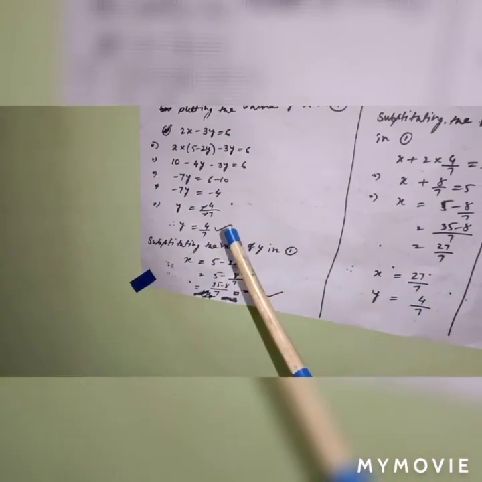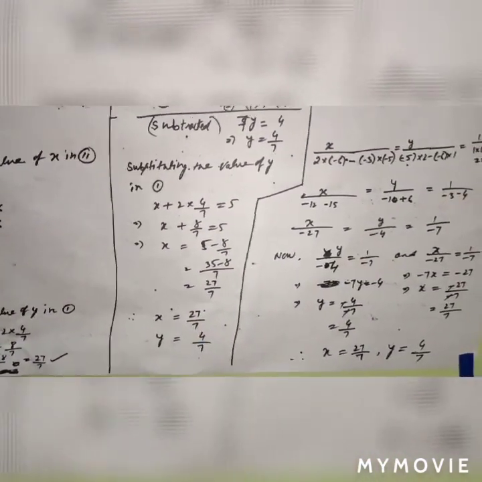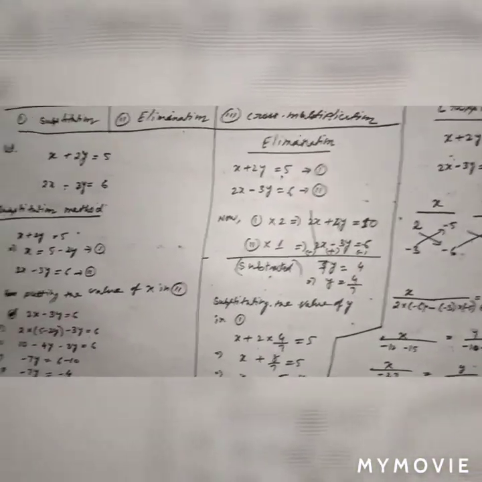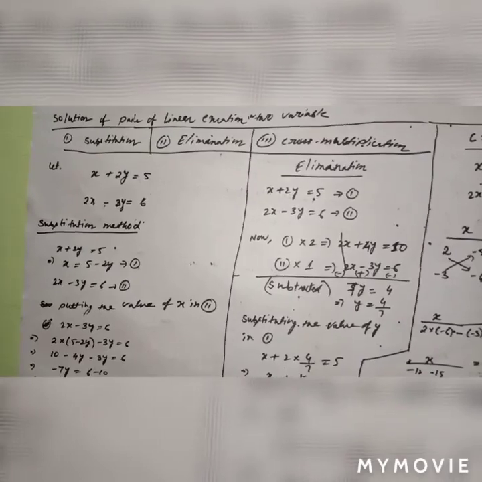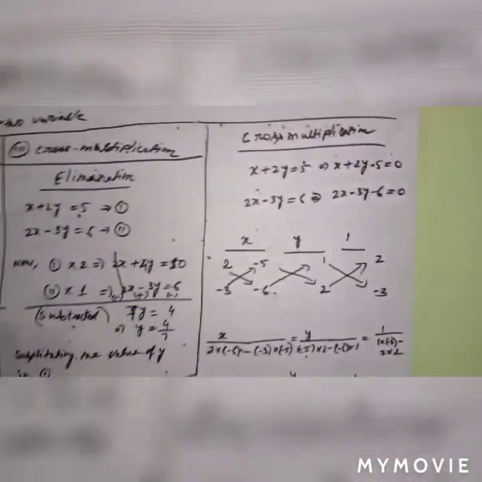Okay. So see, same value. What did we get here? x is 4 by 7, y is 4 by 7, x is 27 by 7. Here also x is 27 by 7, y is 4 by 7. It means methods are different, but the answers or results are the same. So I hope all of you understood. Okay, what are the methods we learned? Substitution and elimination. Now one more method, that is cross multiplication.